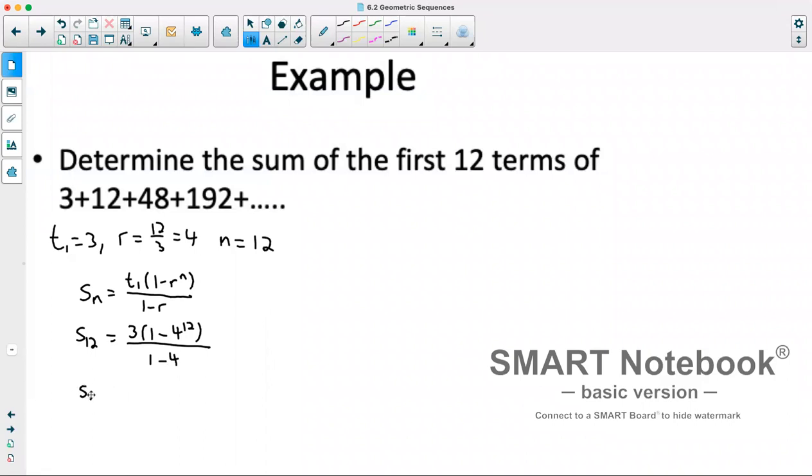Now, if we go through and simplify this, that gives us 3 times 1 minus 16,777,216 divided by negative 3. So calculating that gives us 16,777,215.